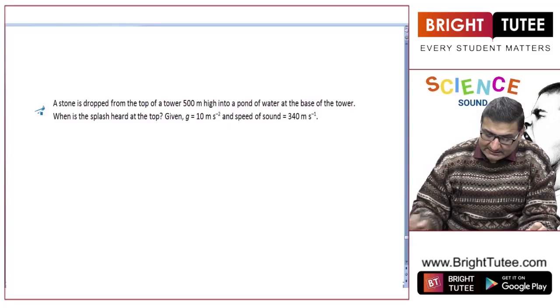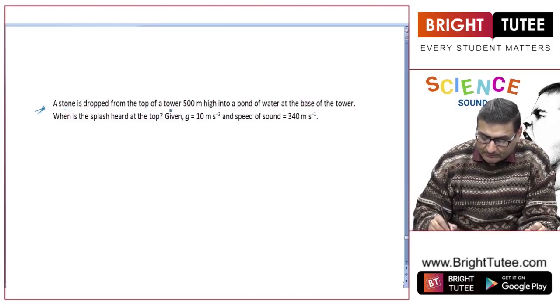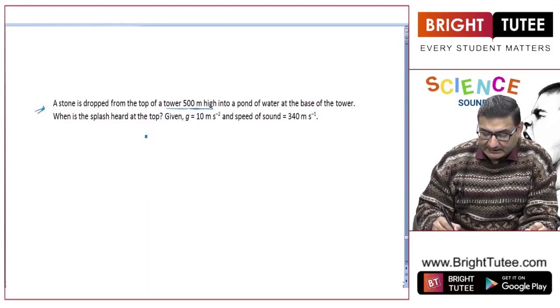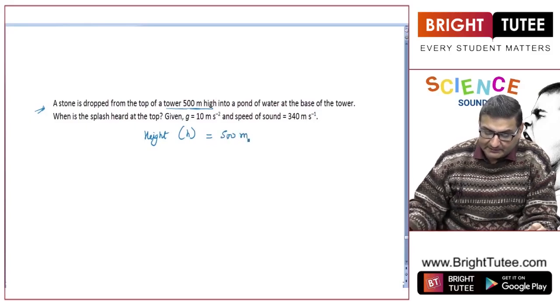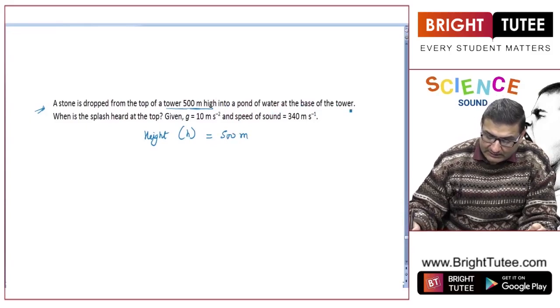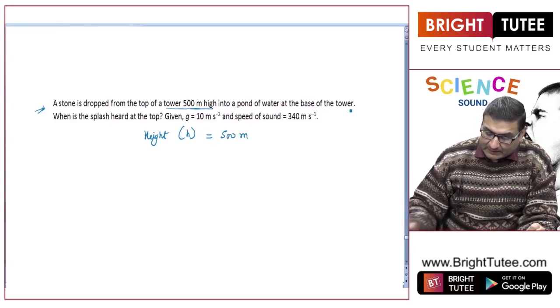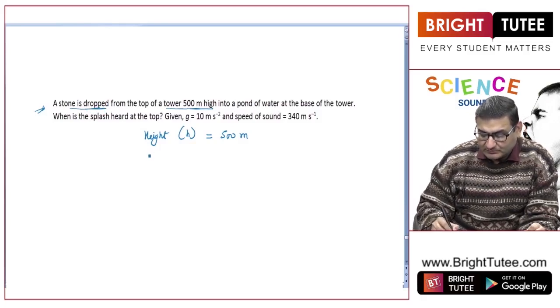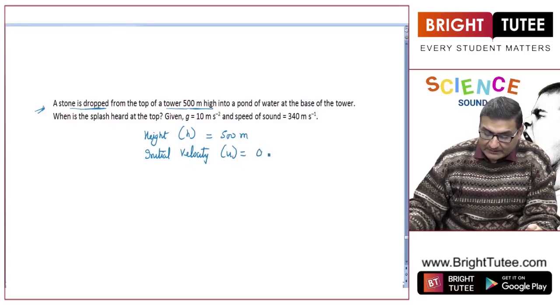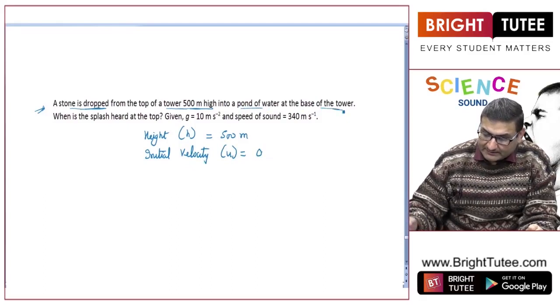The next question says that a stone is dropped from the top of a tower 500 meter high. So, we are given the height or the distance of the tower to be 500 meter, into a pond of water at the base of the tower. Now, because the stone is dropped, we have studied earlier that in that case we will take the initial velocity, represented by small u, to be 0.